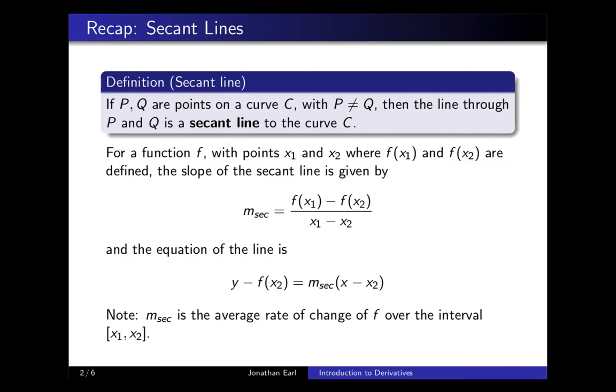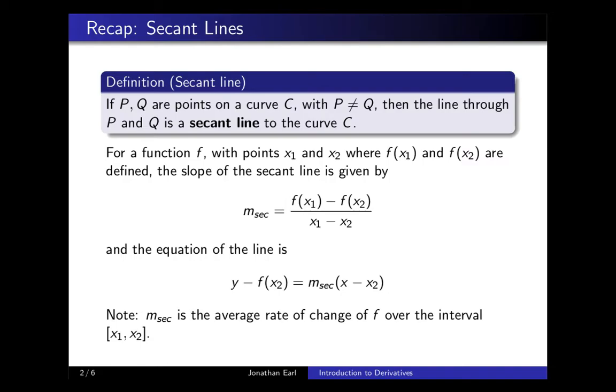Okay, so back on the first day, we talked about what is called a secant line. If we have 2 points on some curve, P and Q, not equal to C, then the line that connects P and Q is a secant line. And the slope of that secant line is given by the rise over the run, so change in y values divided by change in x values.